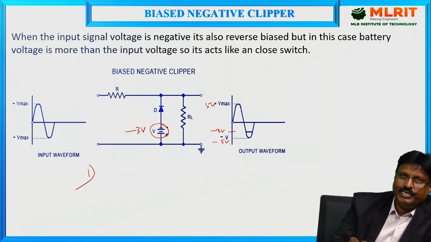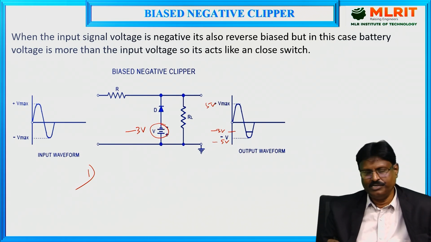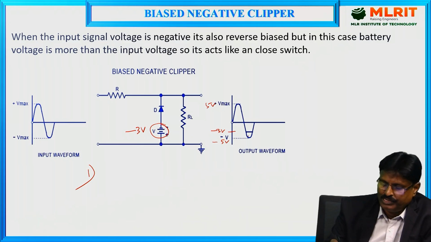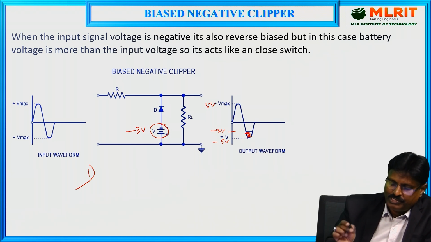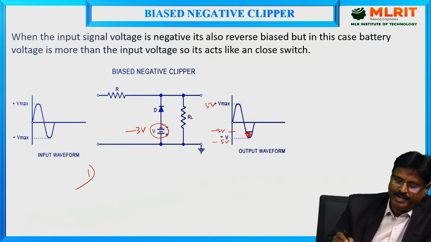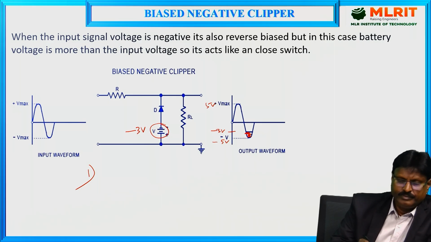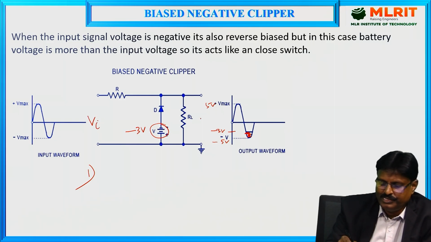The only change here is that a negative battery is kept, and the diode direction is also changed, and we need the output to be like this, where a portion of the negative peak I want to remove, like this portion, I must not contain this portion. Whatever the portion, that depends upon the type of battery you selected, right? Here this is the input voltage and this is the output voltage.